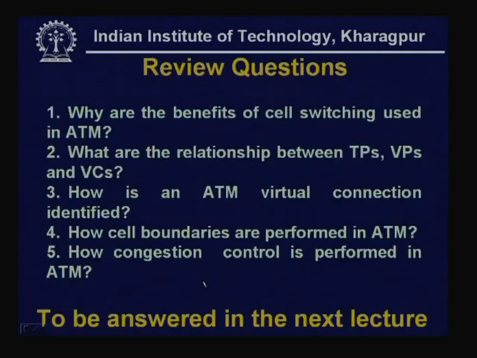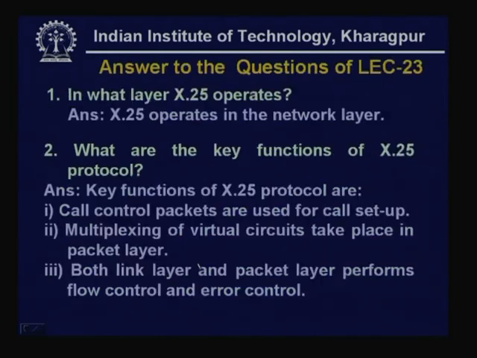So, now it is time to give you the review questions. What are the benefits of cell switching used in ATM? Second question, what is the relationship between TPs, VPs and VCs? Third question is, how is an ATM virtual connection identified? Fourth question is, how are cell boundaries determined in ATM? Fifth question is, how is congestion control performed in ATM?